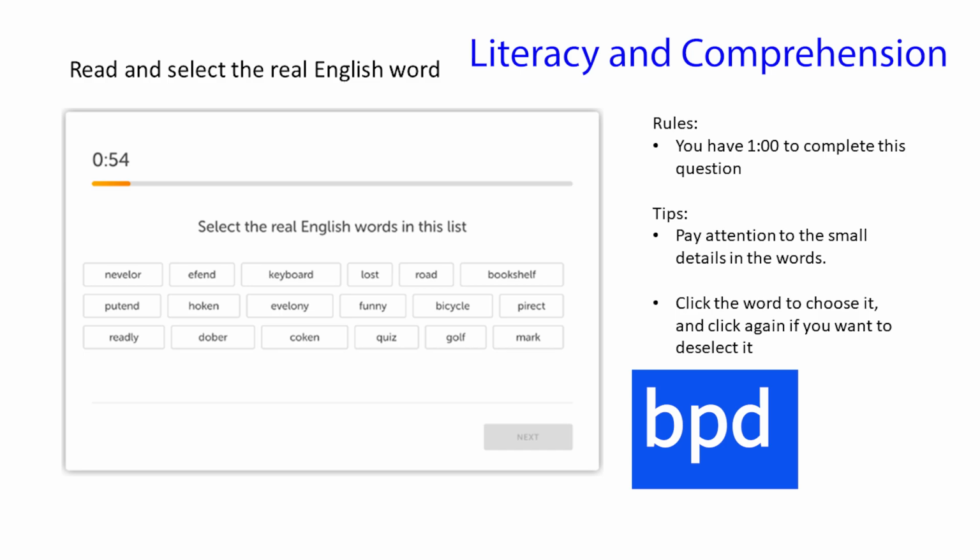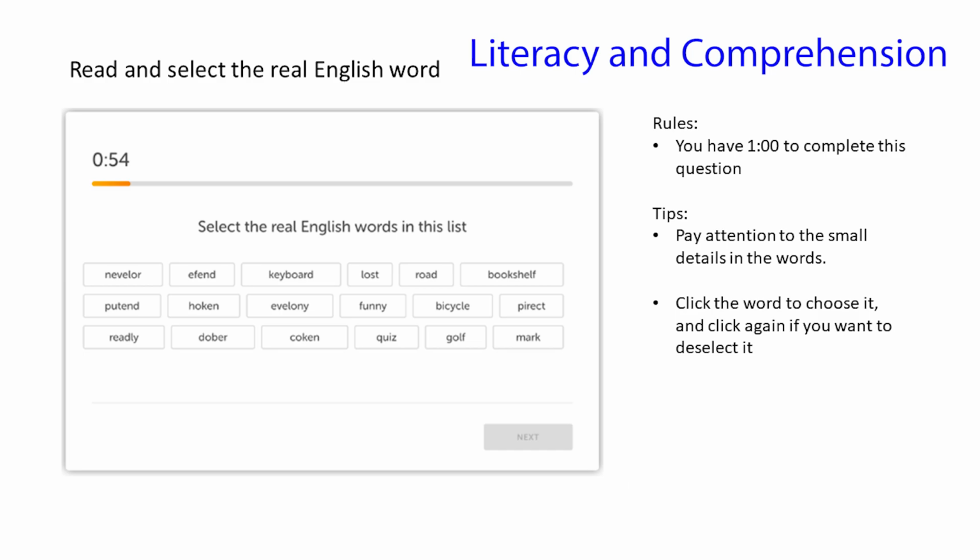But B's and P's and D's, these are all very confusing because they look very similar. And if you're from a language that doesn't have the same characters as English, it can be even more tricky. So make sure you're noticing these little details like that.